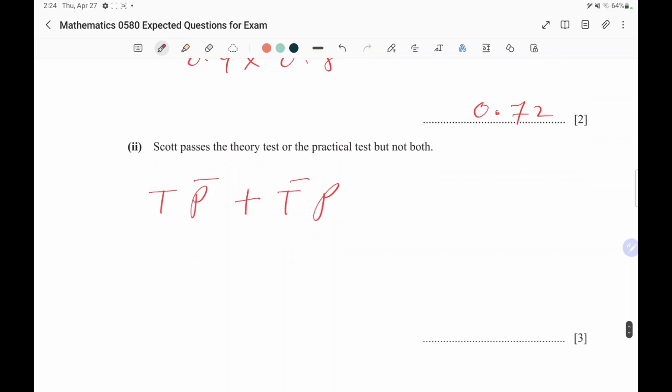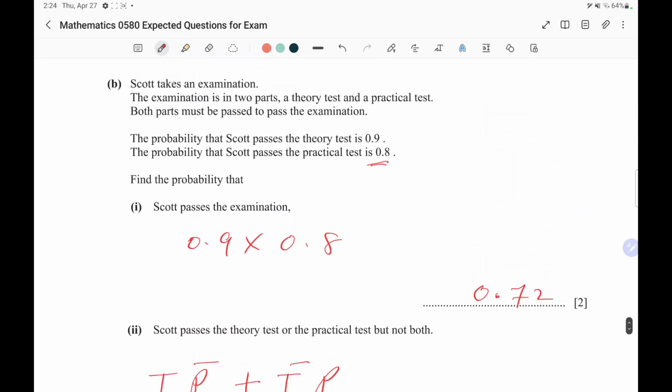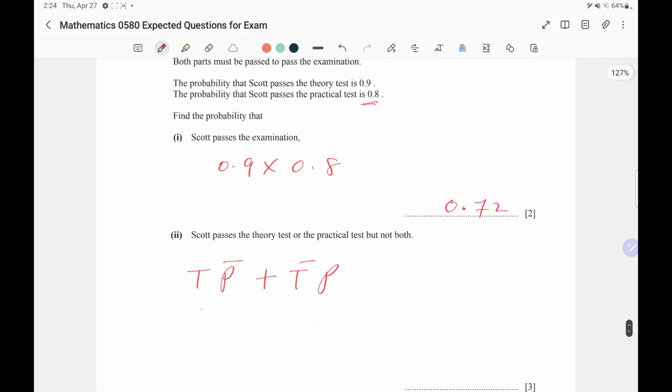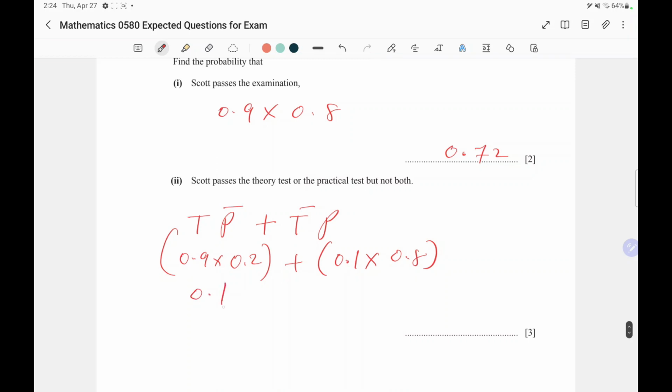So Scott passing the theory test probability is 0.9, and passing the practical test probability is 0.8. So not passing is 0.2. Now theory test passing probability is 0.9, so not passing is 0.1, and the practical passing is 0.8. So here it is 0.18 and here it is 0.08. So 0.18 plus 0.08, how much?